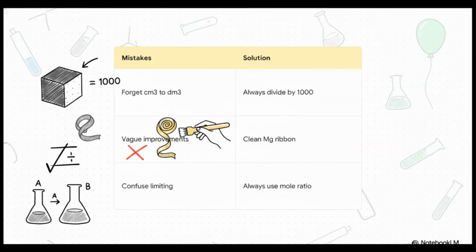To make sure you absolutely do not fall into the same traps as past students, check out this direct feedback from Edexcel examiners. Mistake number 1, forgetting the volume conversion. The solution? Immediately write divide by 1000 next to any cm cubed value you see. Mistake 2, giving incredibly vague improvements like do it better. The solution is to be highly specific, like saying clean the magnesium ribbon to remove the oxide layer. Mistake 3, confusing limiting reagents. The solution? Always prove it using the mole ratio exactly like we just did.